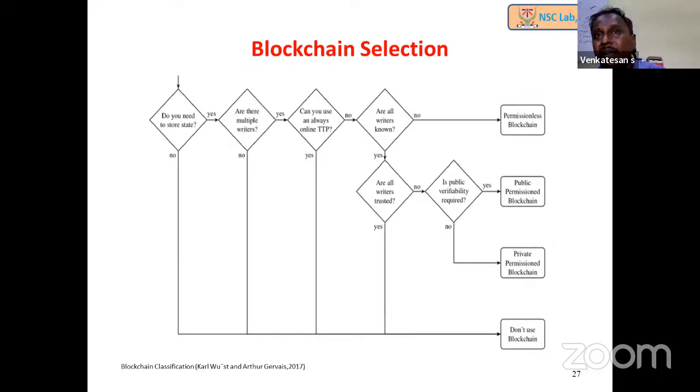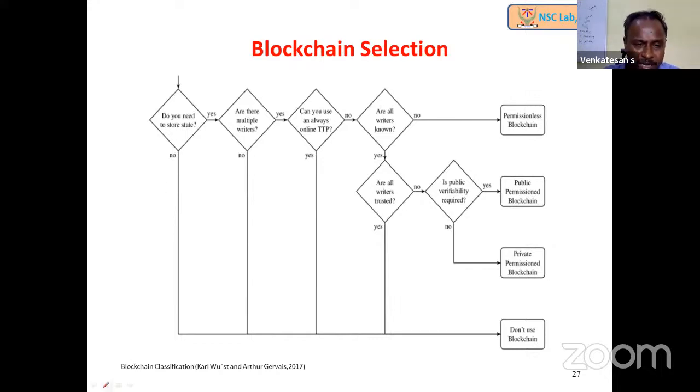So sometimes we will apply the blockchain technology to an application which does not require it, and it is taking the overhead, or it gives the overhead for the application. So this is one of the flow diagrams like this. There are other flow diagrams also you can refer to, to decide whether we can go for the blockchain technology or not, and what type of blockchain technology.